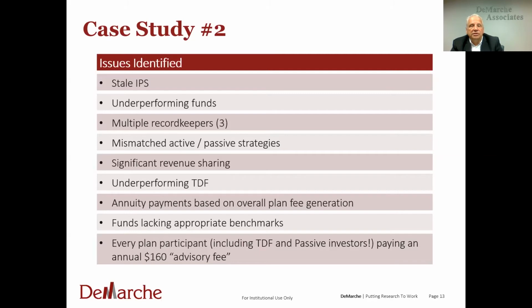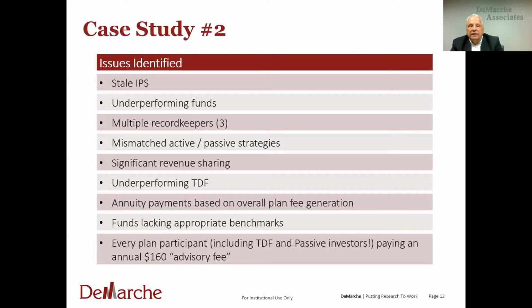They also used annuities in this plan, but the payments were based on overall plan fee generation. And what that basically meant was, as long as revenue sharing was high and the record keeper was collecting a lot of revenue, they could keep the annuity payments up. This is a situation we saw in the last case. The funds were lacking appropriate benchmarks.